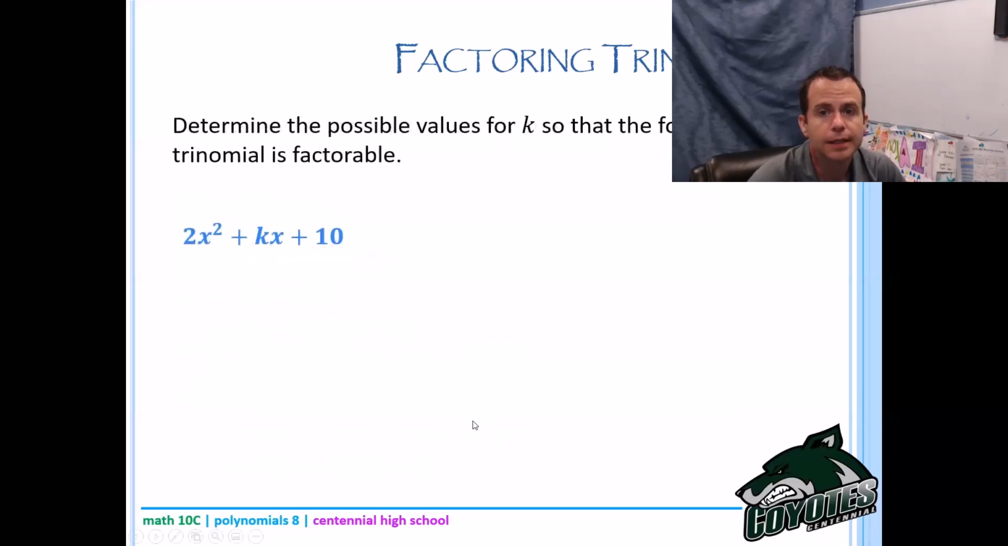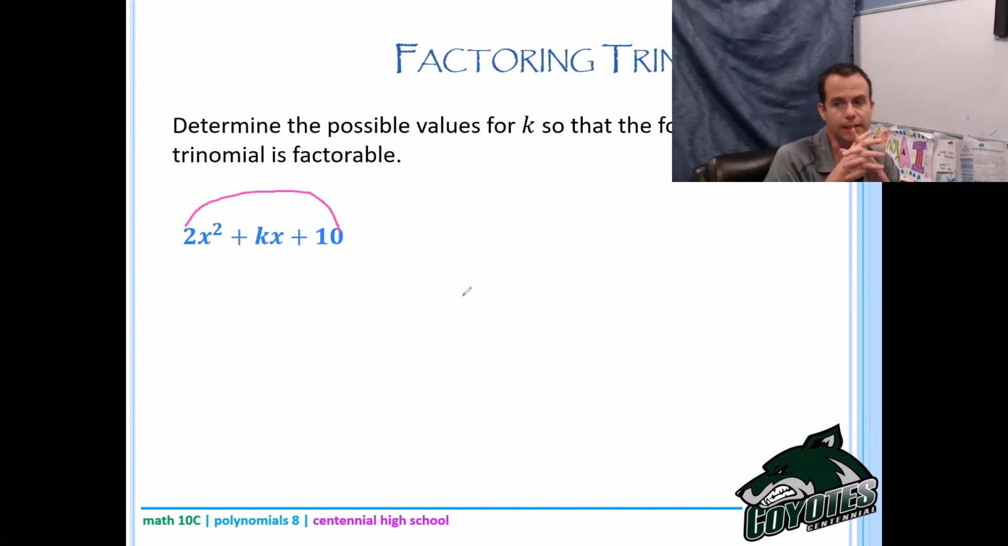Okay, now determine the possible values for k so that the following trinomial is factorable. Now, what you need to see here is I would be looking for two numbers that multiply together to give me 20, and then they would add together to give me k. Well, then I need to start thinking about numbers that multiply together to give me 20. 1 times 20 gives me 20. So if my numbers were 1 and 20, what would k be? Well, k would have to be 1 plus 20, so 21.